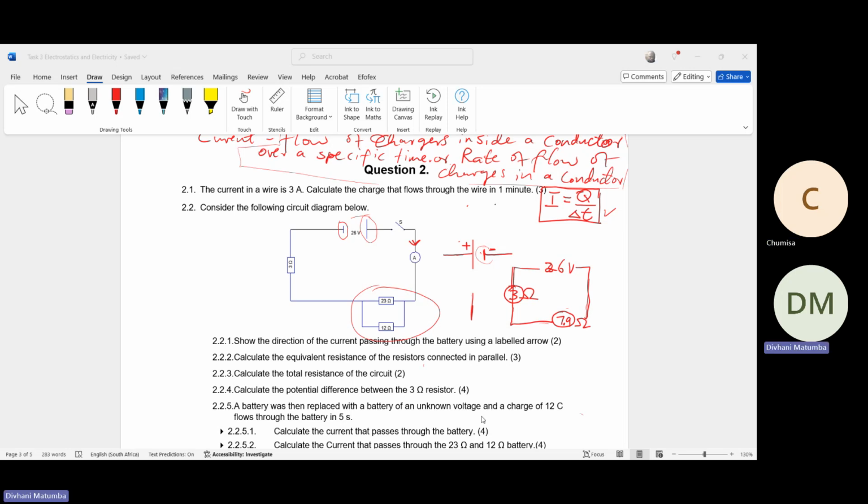Okay. And Ohm's law? It states that the current flowing through a conductor is directly proportional to the potential difference applied across its ends. All right. And what is the formula of Ohm's law?